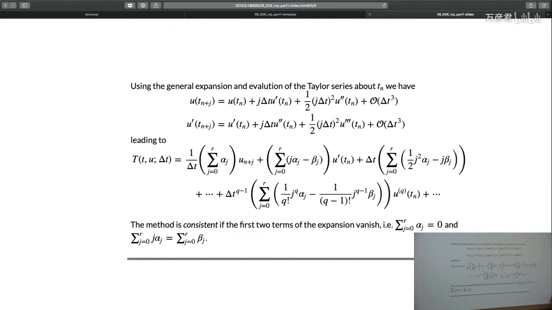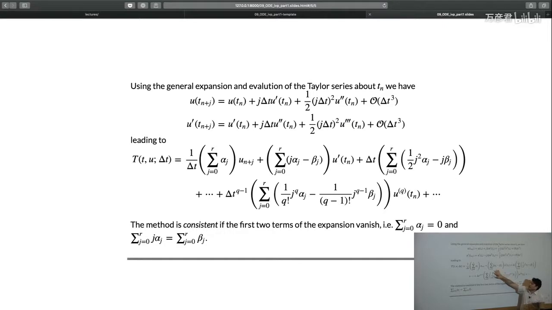I want that thing to go away, because if something was left over in this term here, I'd have a 1 over delta t, which means as delta t gets smaller, this is going to blow up. That's not good. So the first rule is that we want the sum of the alpha_j's to be 0. Okay, so we can guarantee that that term disappears. So that's condition number 1 on any linear multi-step method: the sum of the alpha_j's always has to be 0. And all of our Adams-Moulton and Adams-Bashforth methods satisfy that, because we only have 2 alpha_j's that are non-zero, and they're equal and opposite. Okay, so that's one term.